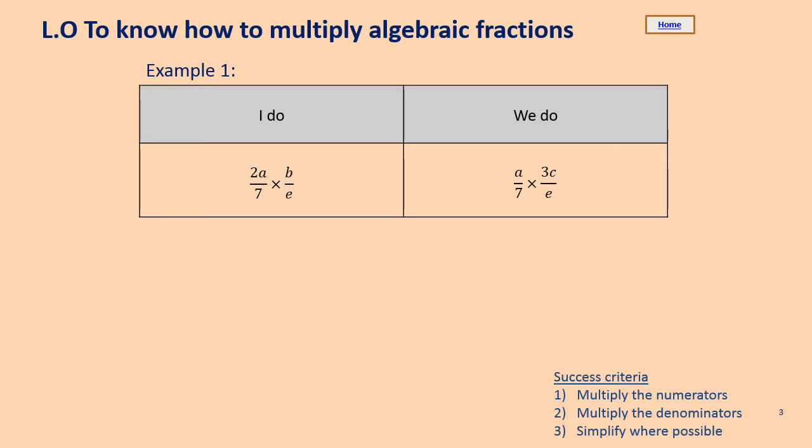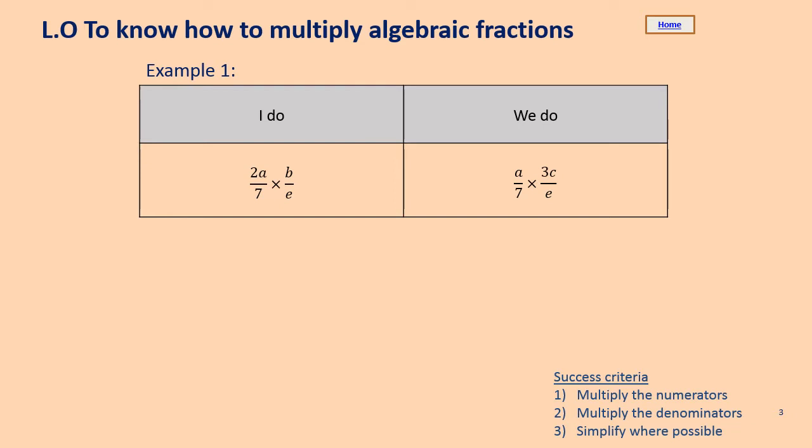So we'll come to our first example problem pair of the lesson. Now, you'll see we've got 2 fractions here. The first one is 2a over 7, times b over e. We've got to multiply these 2 together, and to help you out I've given you the success criteria. Step 1 is multiply the numerators, the top of the fractions. Step 2 is to multiply the denominators, the bottom of the fractions. And step 3 is to simplify where possible. And it really is that easy to start off with.